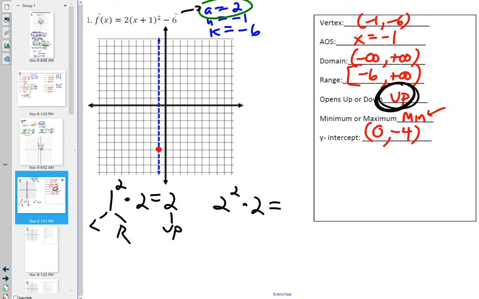2 squared is 4 times 2 is 8. So if I go 2 to the left or to the right, I also have to go 8 up. And now it's just counting. So 1 left or right, 2 up. Hey, look at that. I happen to stumble upon my y-intercept. And when you look at that, where did it end up being? At 0, -4. Then if I go 2 to the left or the right, I would have to go 8 above the vertex, which would put me at 1, 2 or -3, 2.